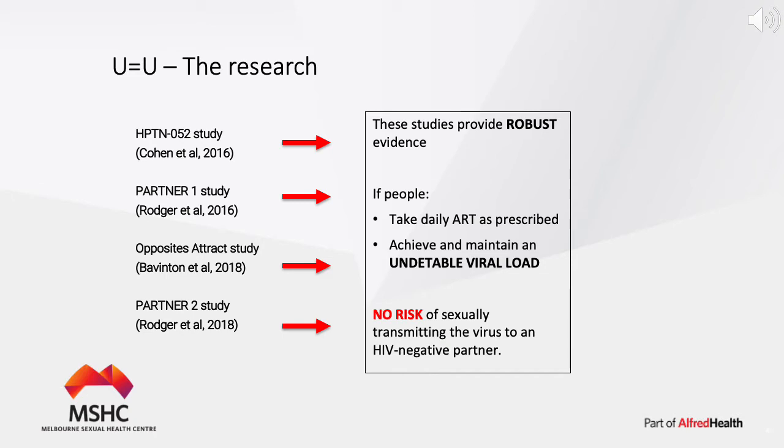And there are very many studies, very robust evidence to support this theory. And if people take their antiretroviral therapy as prescribed, highly adherent, do not miss any doses, then they can achieve an undetectable viral load. And there's no risk of sexually transmitting the virus to an HIV-uninfected partner. We can safely say that based on the robust evidence that has been presented.